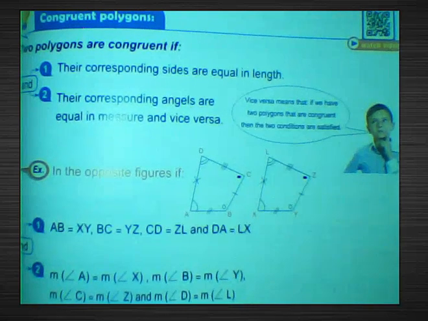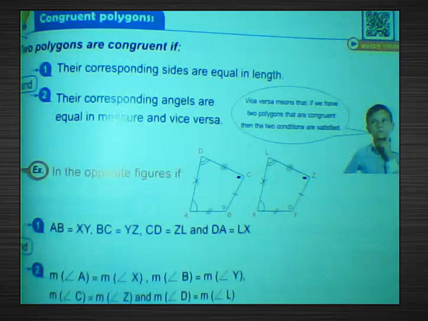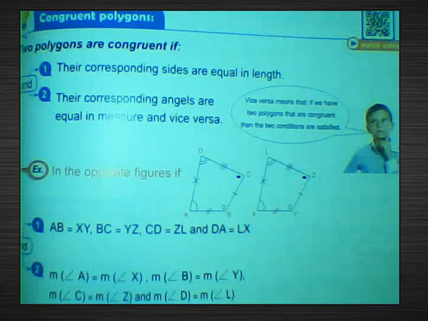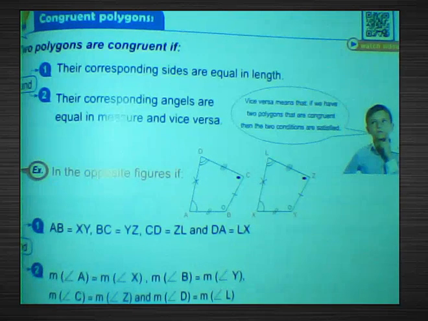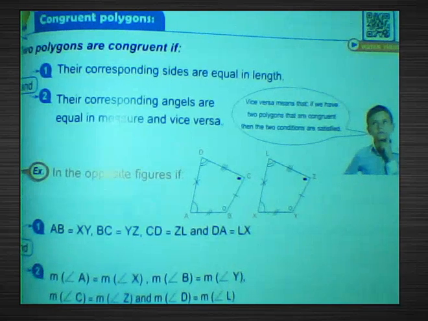Today we are going to talk about an important math concept called congruent polygons. Two polygons are congruent if, number 1, their corresponding sides are equal in length. Number 2, their corresponding angles are equal in measure, and vice versa.